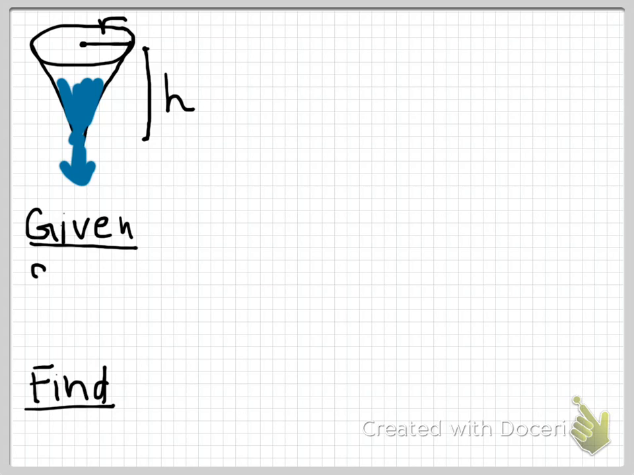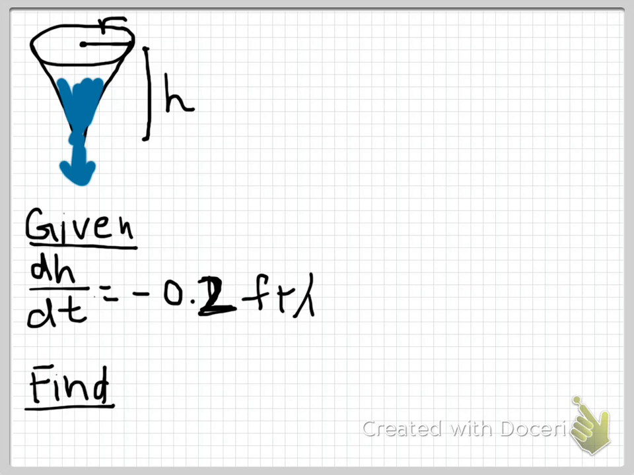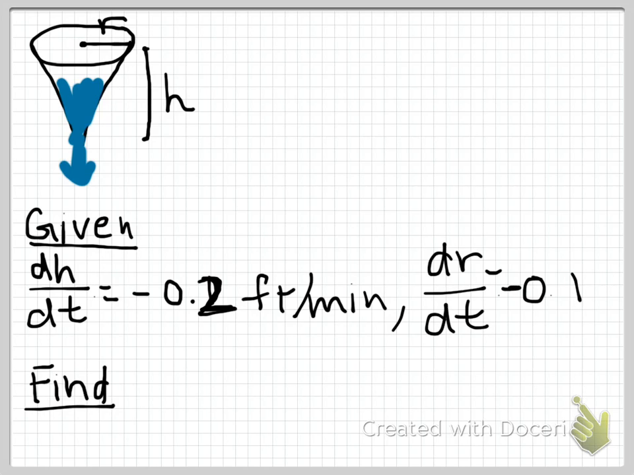So it looks like what it's saying is that dh over dt equals negative 0.1 feet per minute. And then it says, the radius is changing. Oh, I'm sorry. The height is negative 0.2 feet per minute. It's a 2. And then it looks like the radius is negative 0.1 feet per minute. Okay, dr over dt equals negative 0.1 feet per minute.